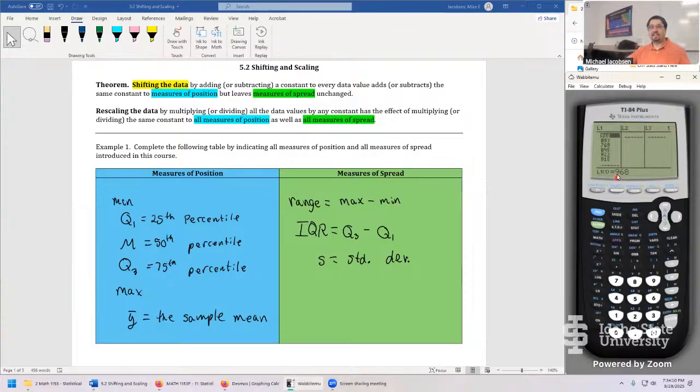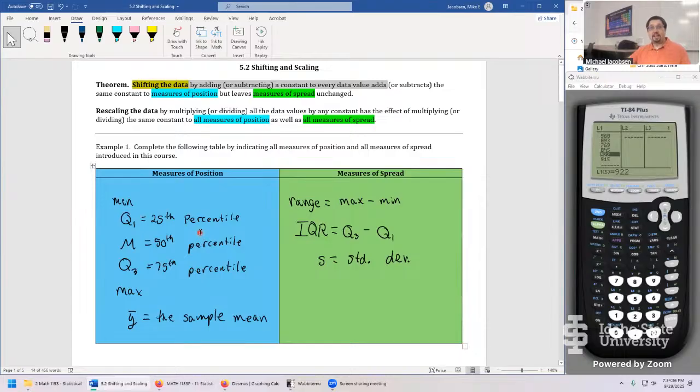There it is. Here's an entire data set. Shifting the data would mean I went to every single one of these observations and added 20 to them or subtracted 50. The key thing is I'm adding the same number to every observation or subtracting the same number from every observation. And if I do that, shifting the data is going to add a constant or subtract that same constant to all measures of position.